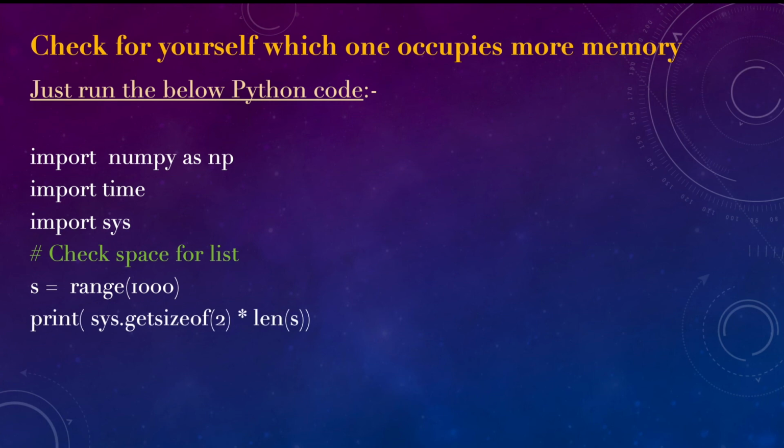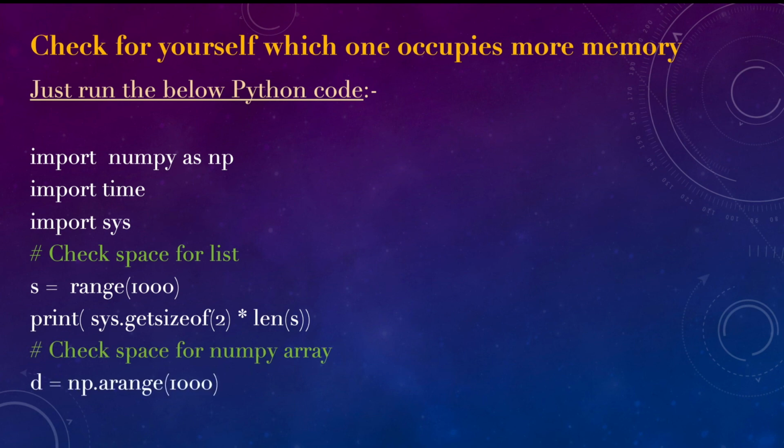Then get the size of the list by calling the sys.getsizeof function, passing any element in that, and then multiplying by the total length of the list. This is going to give you the space occupied by the list. Then check the space for the NumPy array. For that, create a NumPy array first by calling the arange function. It is similar to the range function. This is going to create an ND array with 1000 elements. Then simply call d.size. This is going to give the total number of elements, multiplied by the size occupied by each element, which is given by d.itemsize.